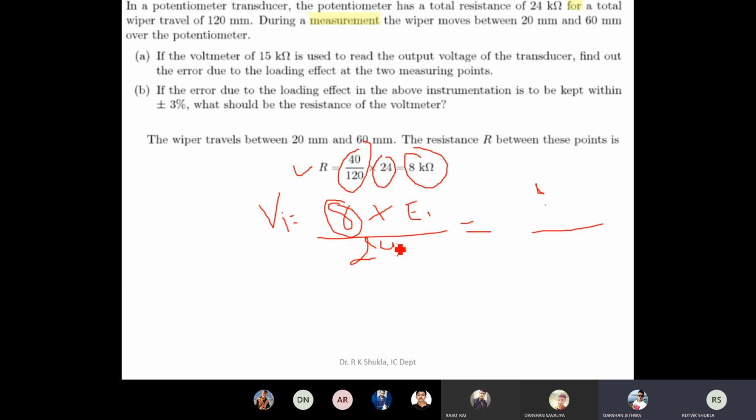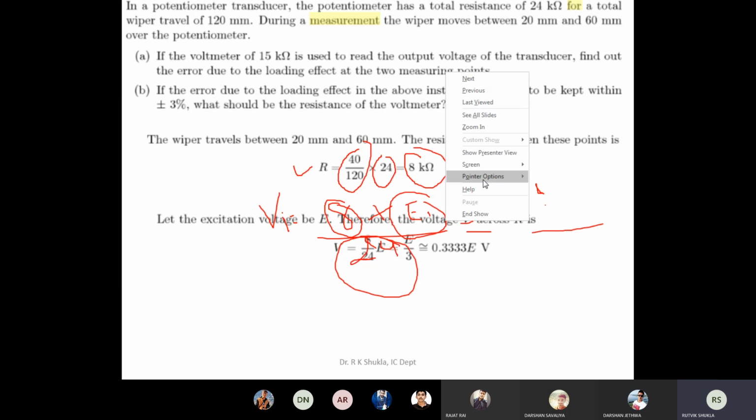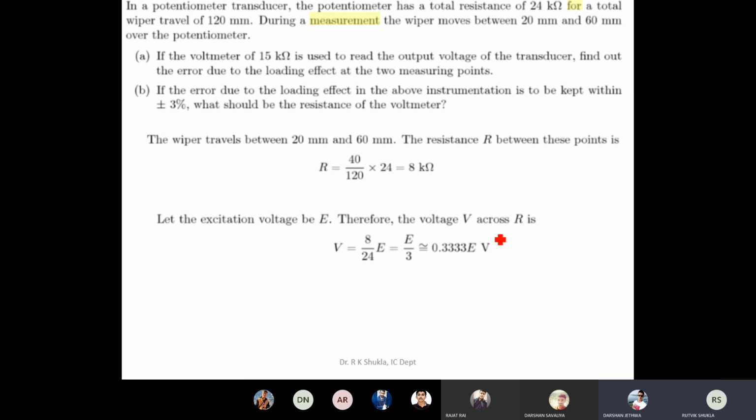R2 is 8, Rp is 24, and excitation is written by E. So if you simplify this, you will get your ideal output, that is 0.3333 E. Now E can be anything. E means excitation. Whether you give 5 volts, 10 volts, or 12 volts, whatever you give, you just have to multiply it.